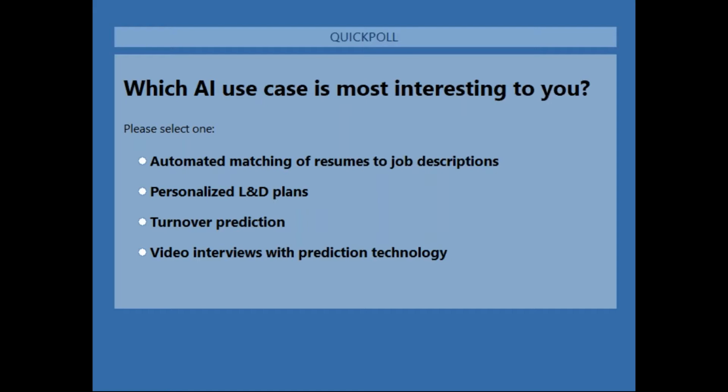You should see the poll coming up right now. All right, everyone, get your votes in. I see several votes coming in already, so we'll give it just a few more seconds and then I'll share the results.